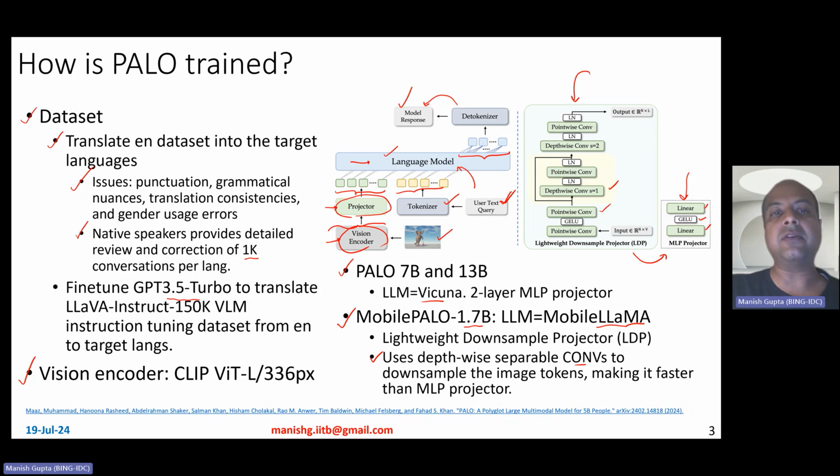They use those 1,000 conversations in 10 languages to fine-tune GPT 3.5 Turbo using OpenAI's fine-tuning API to translate the standard LLaVA Instruct 150K dataset. It's a vision language modeling instruction tuning dataset. They translate it from English to the target languages using this fine-tuned GPT 3.5 Turbo model. Okay. And that gives them a reasonably good dataset to fine-tune the LLaVA model and get the PALO model out of it.